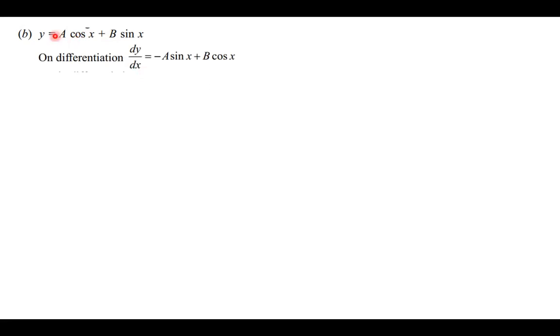So when you differentiate y with respect to x, you get dy dx. This will be equal to, when you differentiate cos x, you simply get negative sine x. Like I said, this a will not change anything, it just stays there. And then this b will also come there. When you differentiate sine x, you simply get cos x. I'm sure you guys know about this. So we move on.